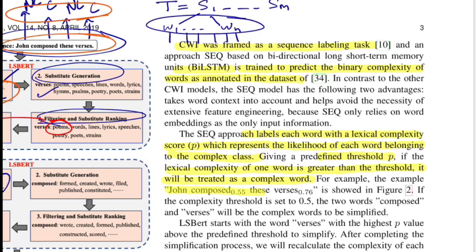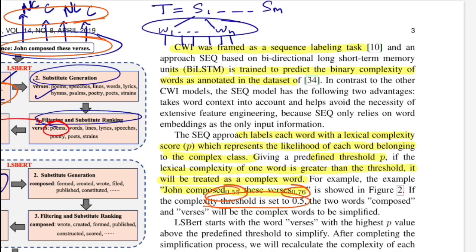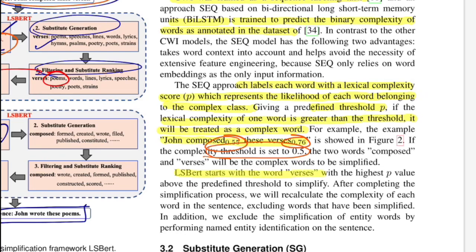For the sentence John composed these verses, we got the score 0.55 for the word composed and 0.76 for the word verses. And they had set their threshold value to 0.5. LSBert starts with the word verses, with the highest P value above the predefined threshold, to simplify. Okay, so the model starts by picking the word that has the highest probability first. And after completing the simplification process, which was all the three steps in the pipeline that we had talked about, we recalculate the complexity of each word in a sentence, excluding the words that have been simplified.